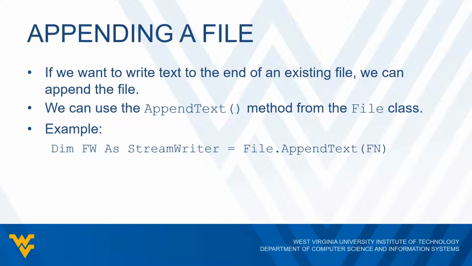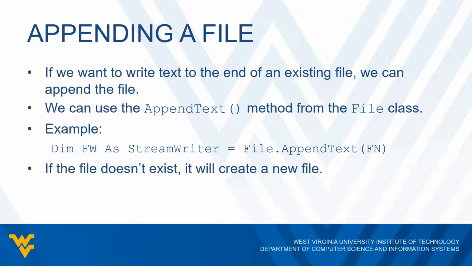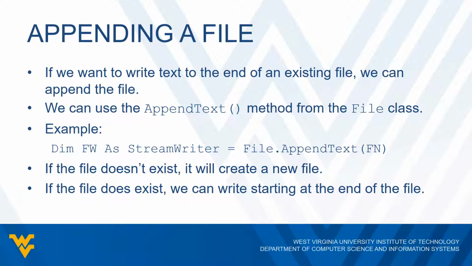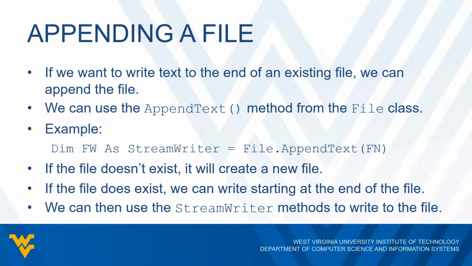The way this works is pretty similar to how we would open a file for writing purposes. If the file does not exist, it will create a new file. So we don't have to worry about checking to see if the file is already there. If it already does exist, then we will be allowed to write to the file, but it'll start at the end of the file instead of the beginning of the file. Once we've done this, then we can use any of the existing stream writer methods such as write or write line to write to this file.